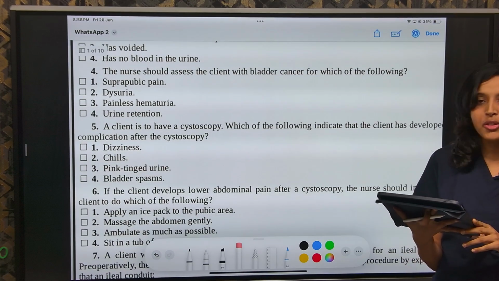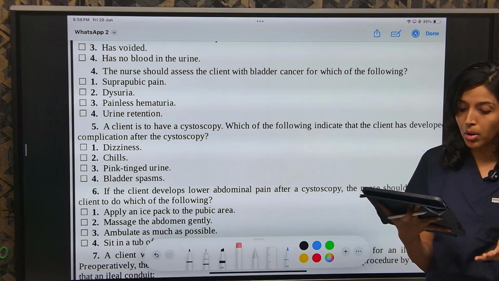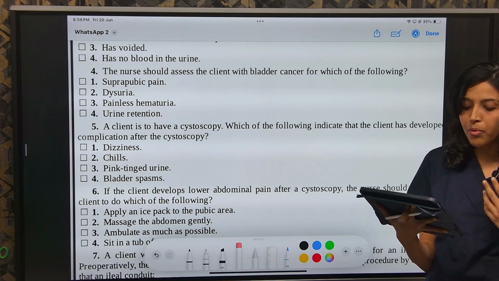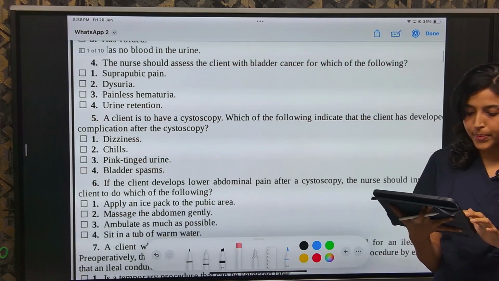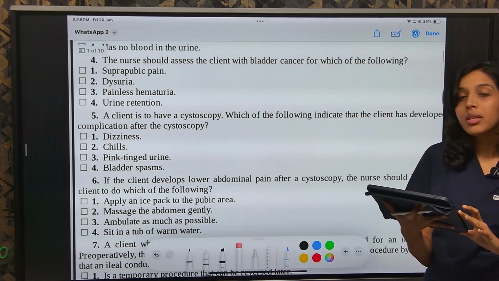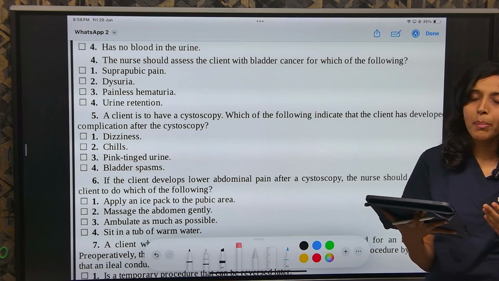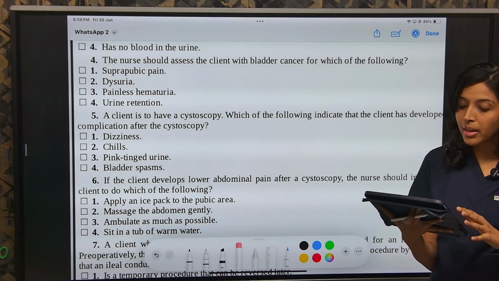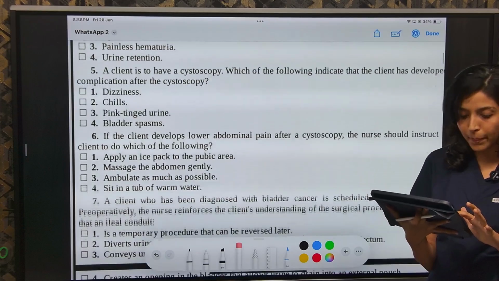Now let's discuss question number 4. The nurse should assess the client with bladder cancer for which of the following? How could you predict that a person has bladder cancer? There are 4 options. Now you need to answer. Okay, so the right answer will be 3, that is painless hematuria. If a person sees blood in the urine without any pain, it can be a sign of bladder cancer. So the right answer will be 3.